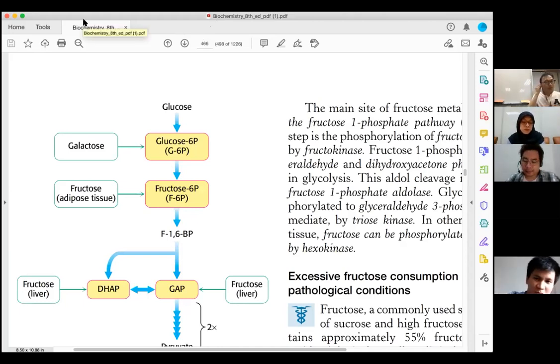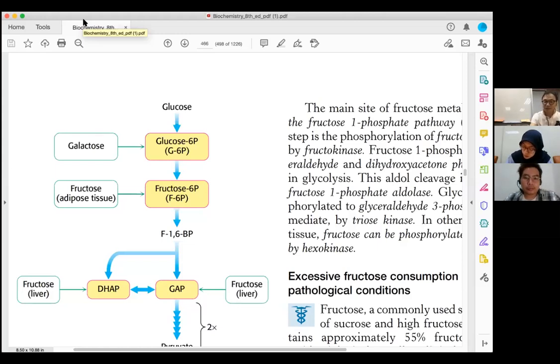Okay, next week we are going to talk about oxidative metabolism. Okay, so we have 5 minutes for the Q&A regarding glycolysis. So if you have any question on glycolysis, please, now is the last chance.